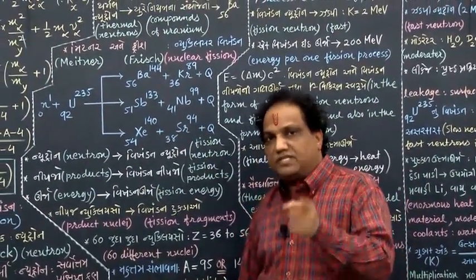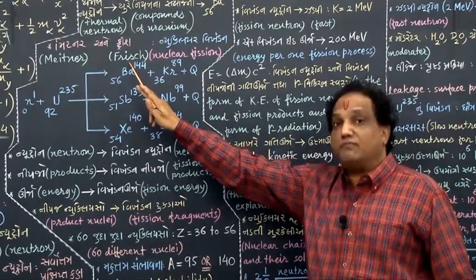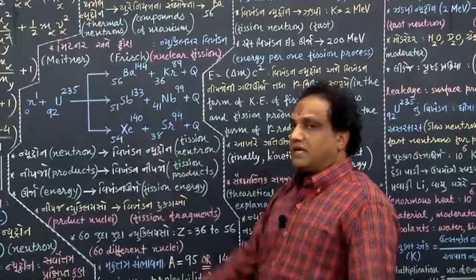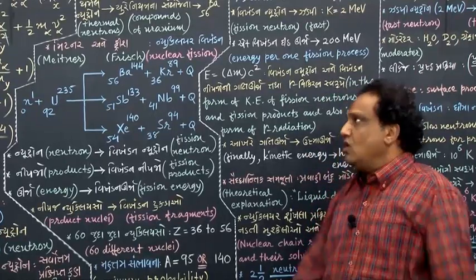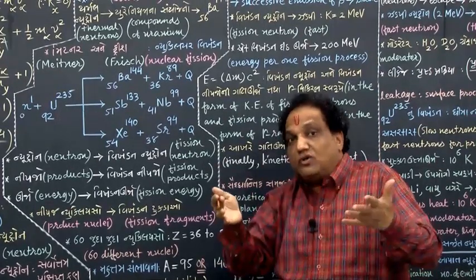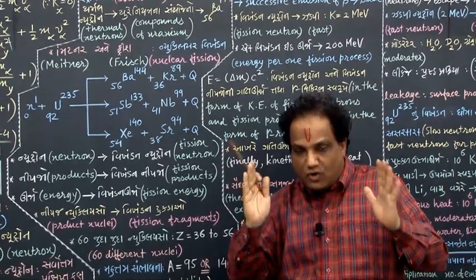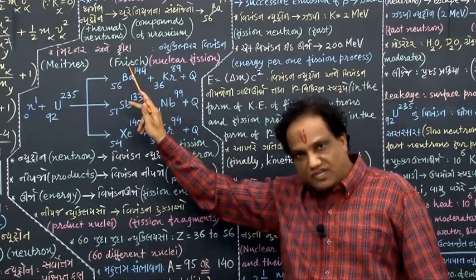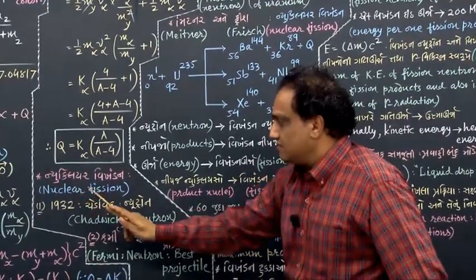Mittner, and she had one nephew whose name was Mr. Frisch. These two scientists had combinedly explained the whole phenomenon, and then on the name of Mr. Frisch, this phenomenon was later on known as nuclear fission. So, that name nuclear fission was given after the name of this scientist, Mr. Frisch. He had called this phenomenon as nuclear fission.